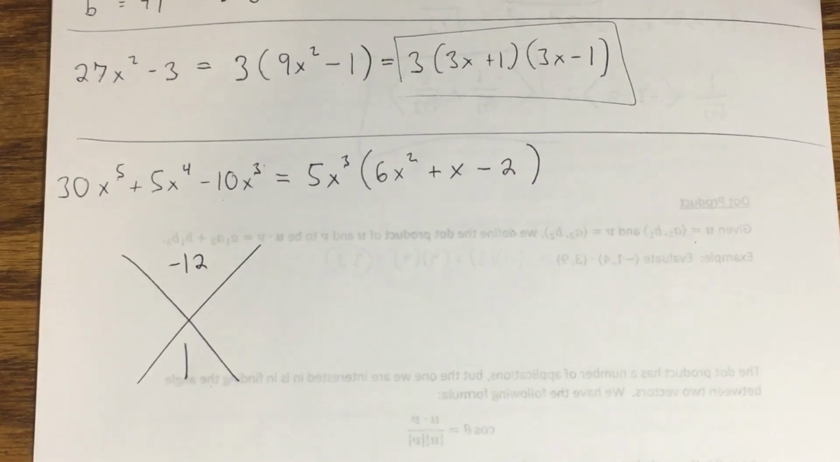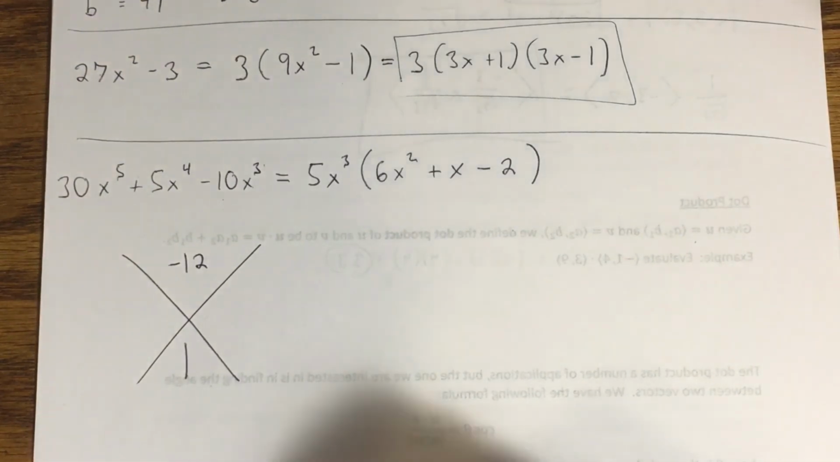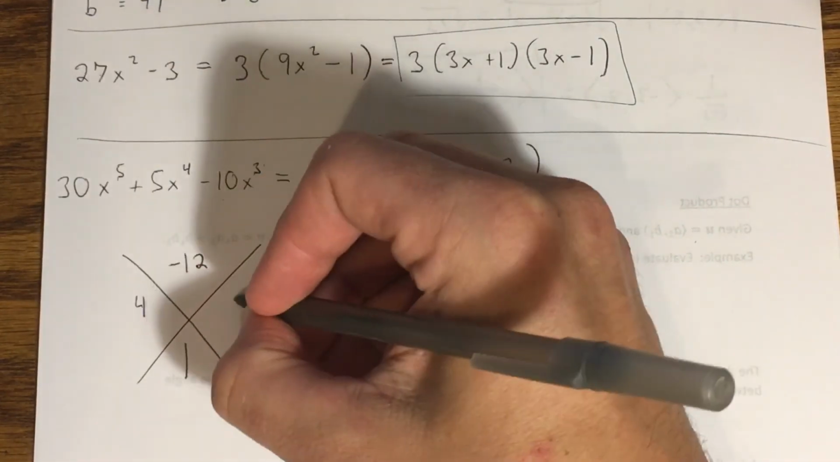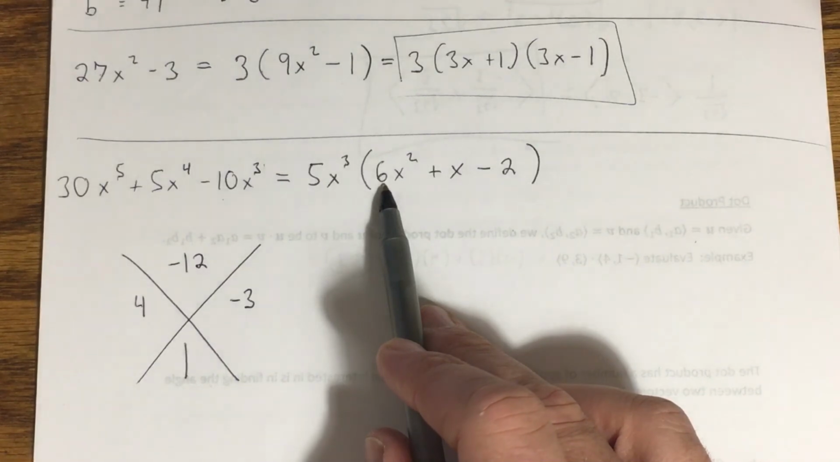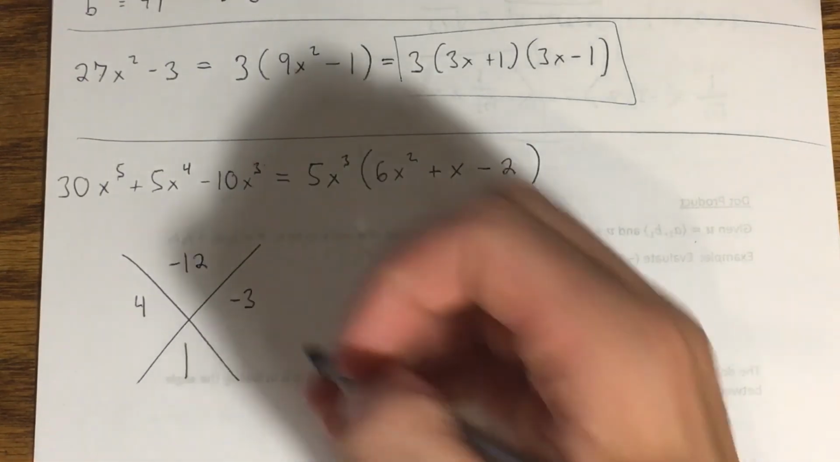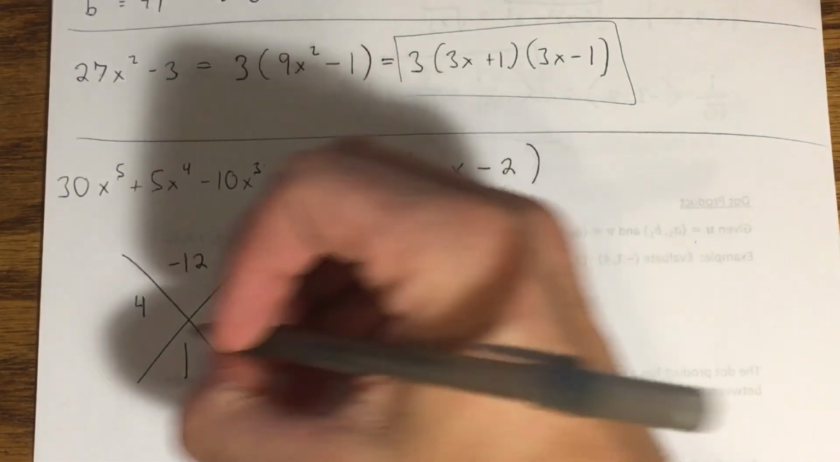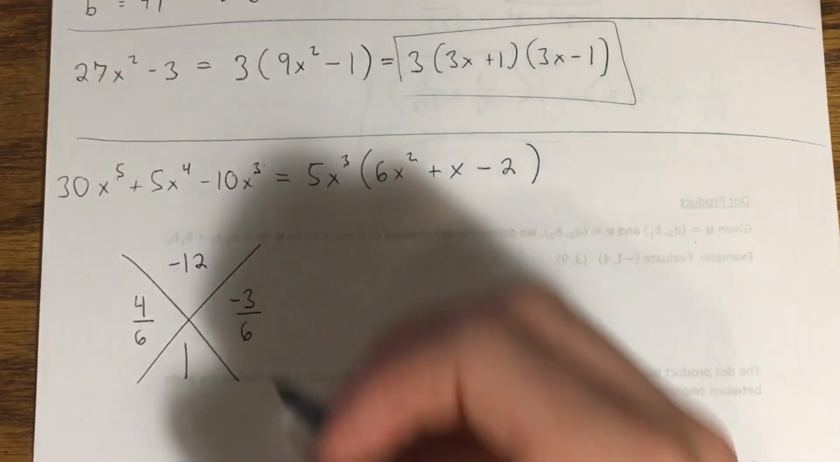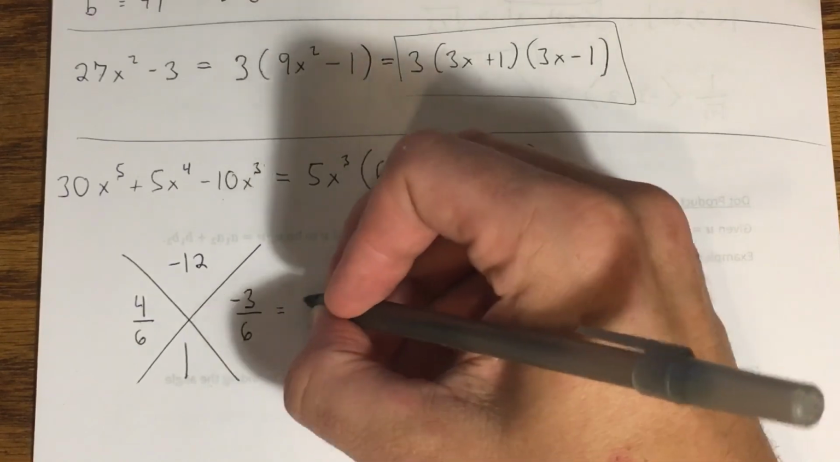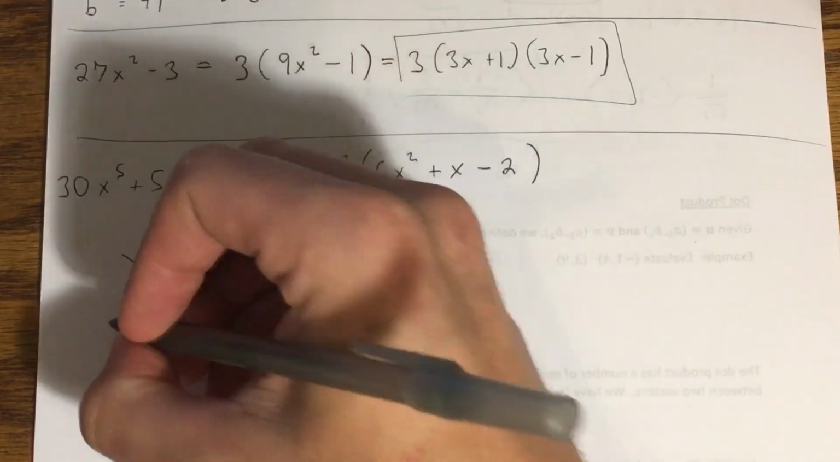Okay? Which two numbers multiply to make negative 12 but add up to 1? Well, I could see that 4 and negative 3 would have done it. But remember, when you have a leading coefficient that's not equal to 1, like we do here, we use that as a denominator in both of those fractions. And in this case, both of these fractions can be simplified. That becomes negative 1/2.